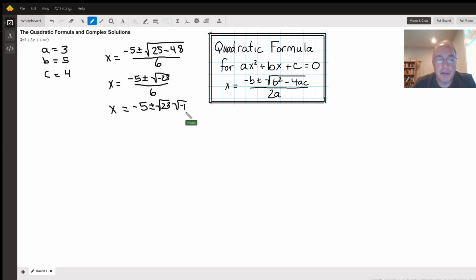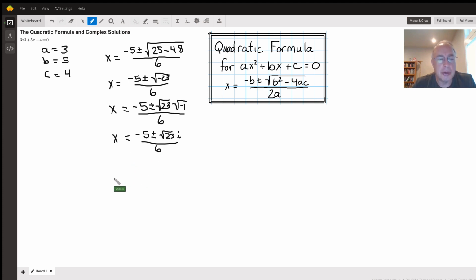The square root of negative 1 has a name in math, and it's called i, the imaginary number i. And so what we do is we just replace it with the letter i. So we have negative 5 plus or minus the square root of 23i, divided by 6. And essentially that's the answer.